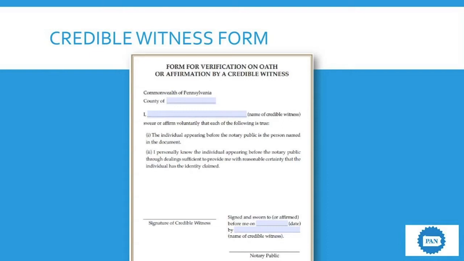So two notary acts are being performed. One, the verification on oath or affirmation for the credible witness, and two, the notary act being performed for the customer.